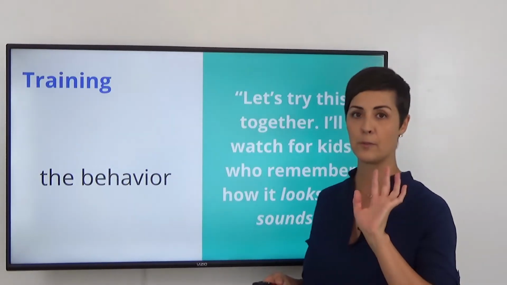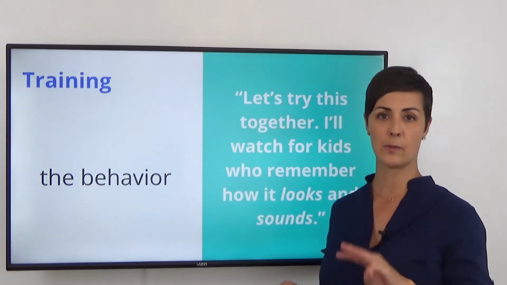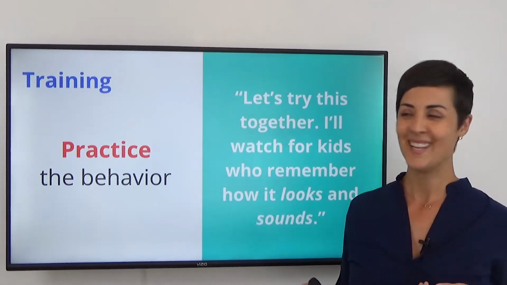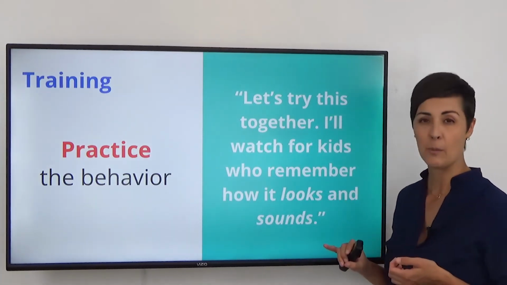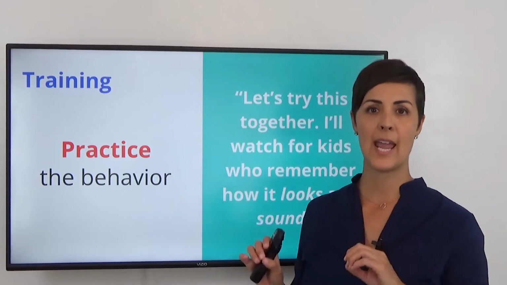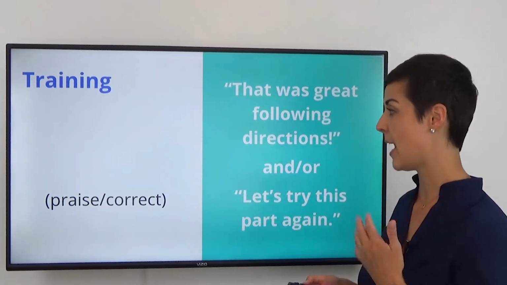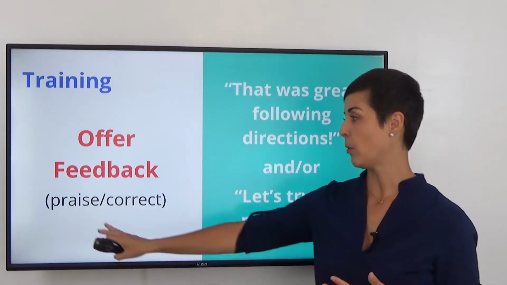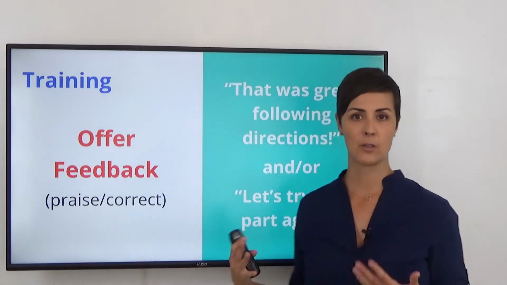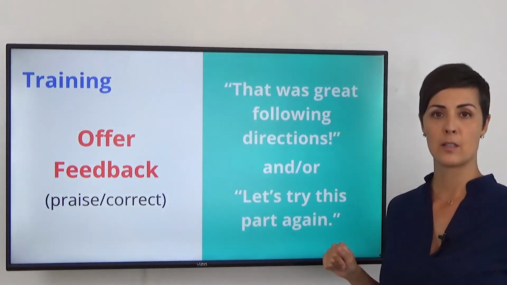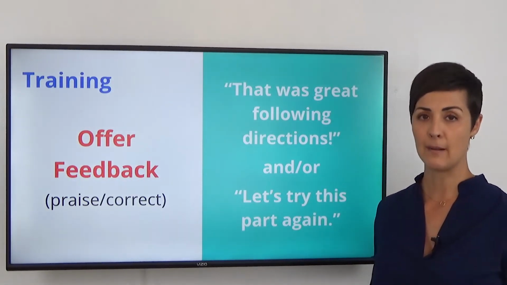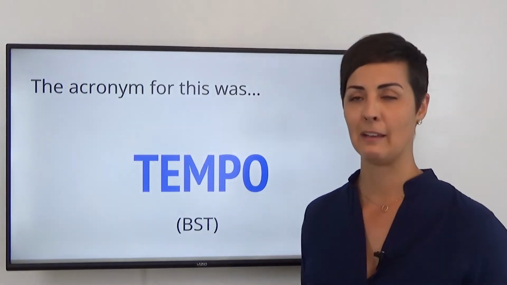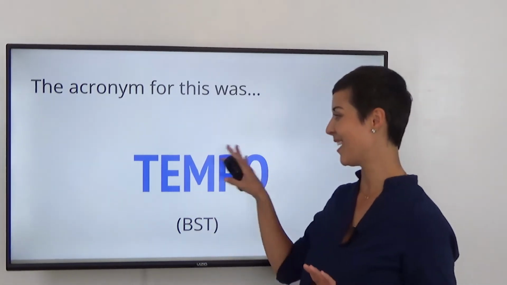Okay, so we've told the task, we've explained how it looks and sounds, we've modeled the behavior. The P stood for, do you remember? Practice the behavior. We're going to try this together and I'm going to watch for kids who remember how it looks and how it sounds. We're going to practice together, and as we practice, the O stood for offer feedback, right? I'm going to tell you affirmatively and correctively how you're doing. Yep, that was great following directions, or we're actually going to try that part again. Do you remember that? So the acronym was, I guess I already told you. I guess I wasn't supposed to tell you yet. Sorry. The acronym was TEMPO.